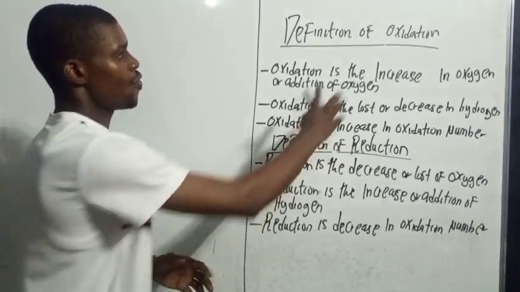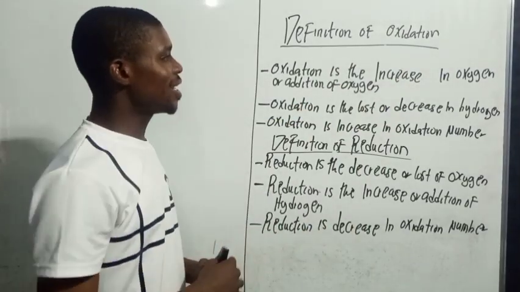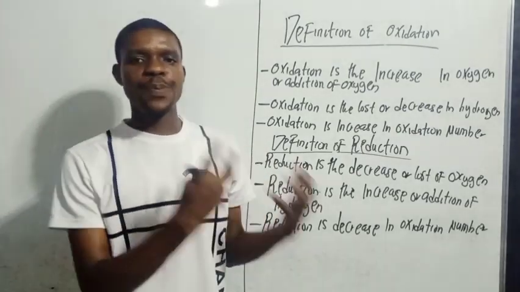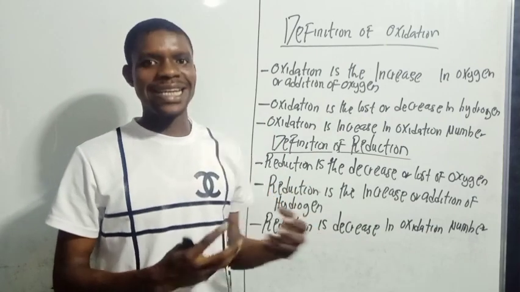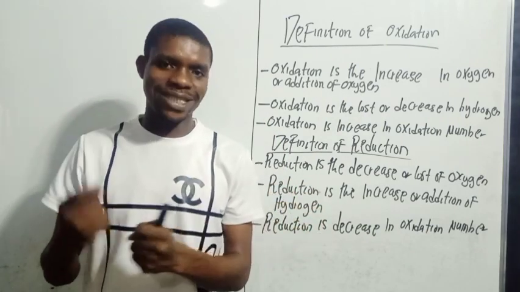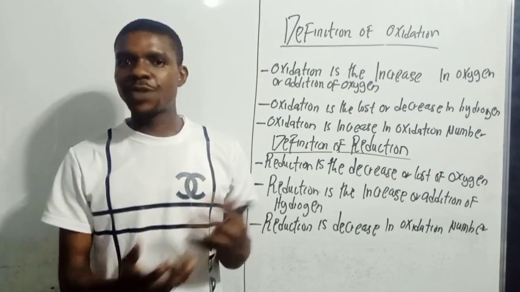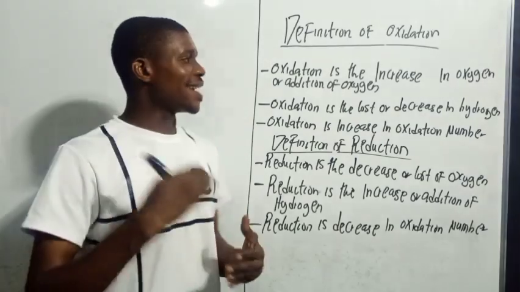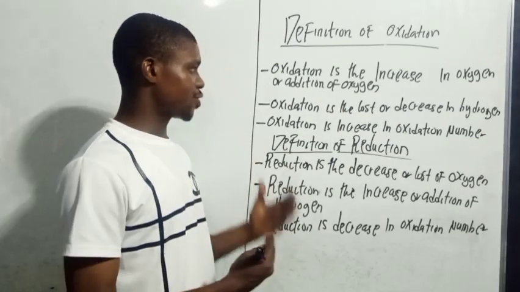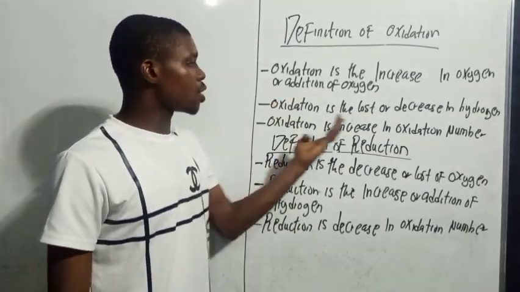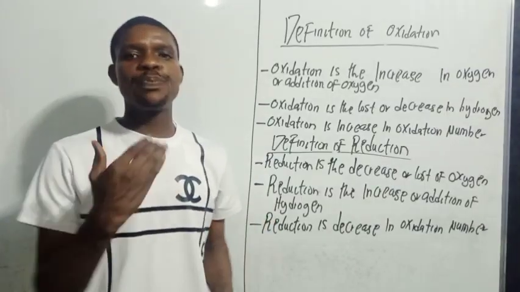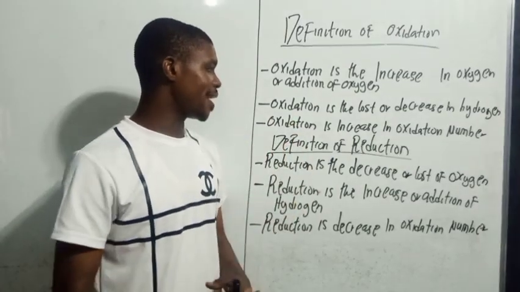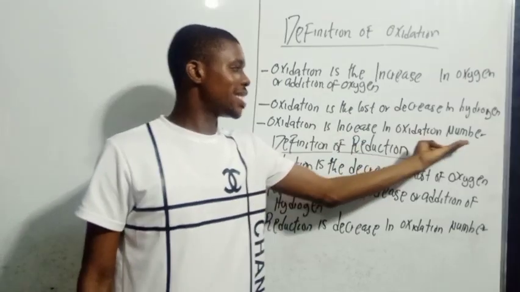So now look at the first one. First of all, I want to focus on oxidation. Oxidation is the increase in oxygen or addition of oxygen. So those species that gain oxygen in a redox reaction are called oxidation. Remember, any species that undergo oxidation is a reducing agent, right? Now, oxidation is the loss or decrease of hydrogen. So those species that lose hydrogen in a redox reaction are called oxidation. And oxidation is the increase in oxidation number.